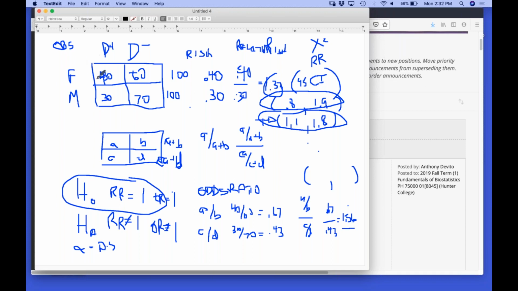Now, to put odds into perspective, it seems a little weird, right? 40 divided by 60 instead of 40 out of 100.